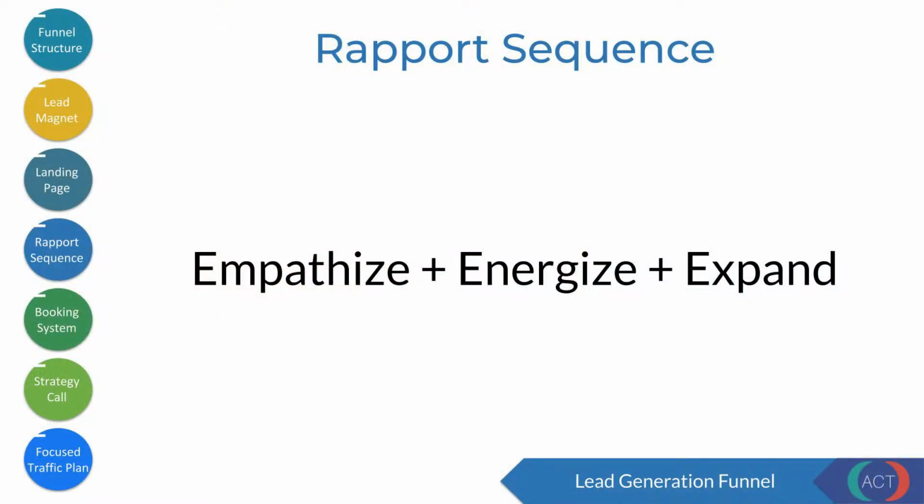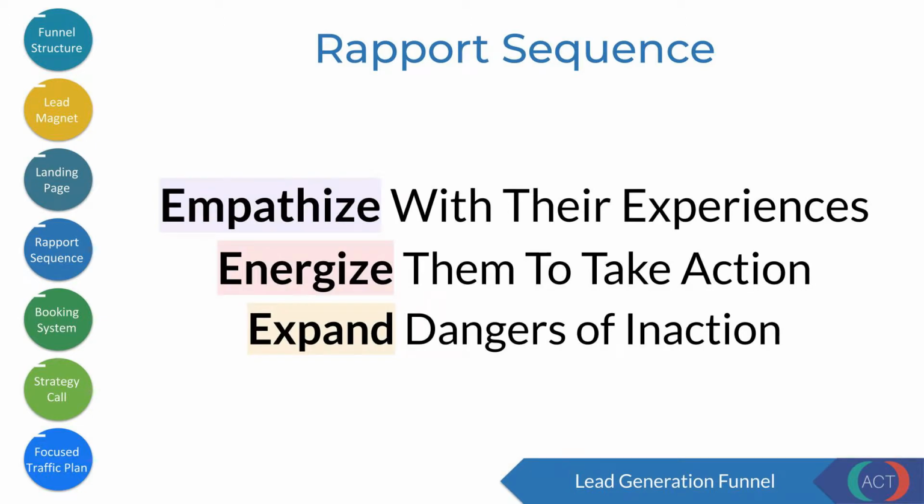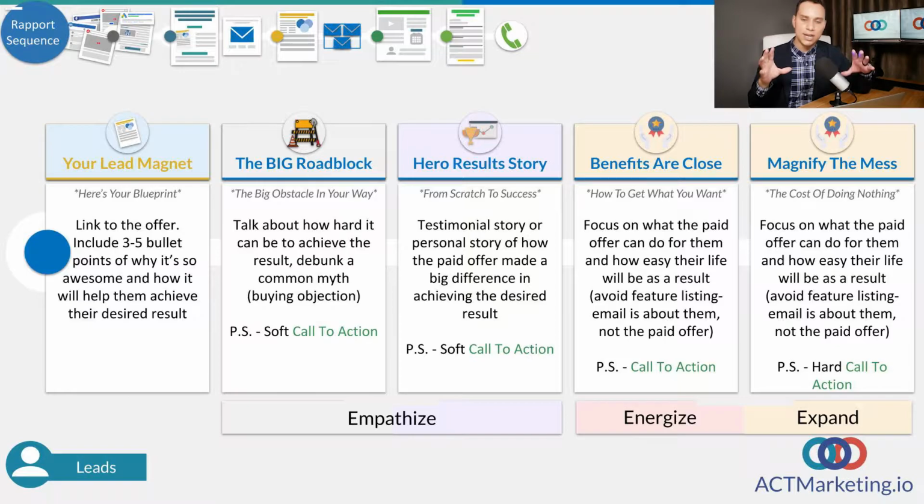That's all you need. You're going to empathize, energize, and expand with these 5 emails. You don't need some complex sequence. Just empathize, energize, and expand. So we're going to empathize with their current experiences. We're going to energize them to take action, and then we're going to expand the dangers of inaction. So go ahead and take a look at this diagram that goes into detail into every single email that you're going to send. And yes, we're going to go through each one of those. These, again, timestamps below. So let's go ahead and kick things off.